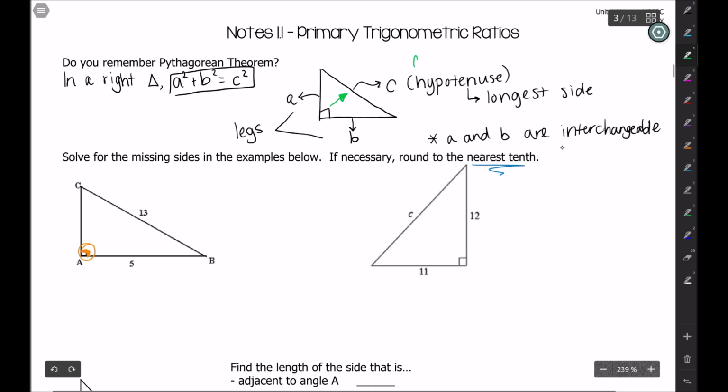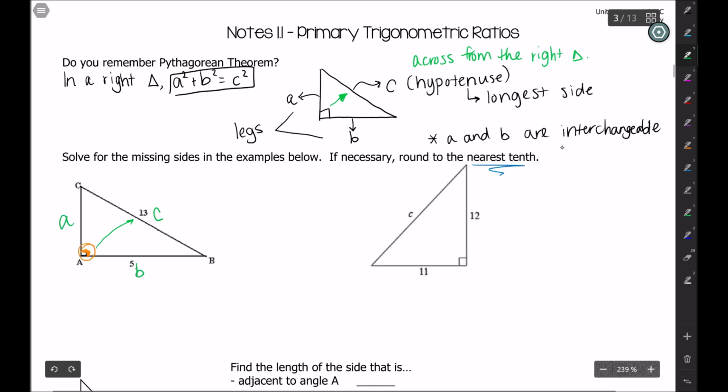Now, one thing I forgot to mention is the hypotenuse is always across from the right angle. So let's write this down. Across from the right angle. Okay, so because this is across from the right angle, this 13 is called side C. So we're going to label this C. And because A and B are interchangeable, this could be A or this could be A. It doesn't matter. So we'll call this side A and we'll call this side B.